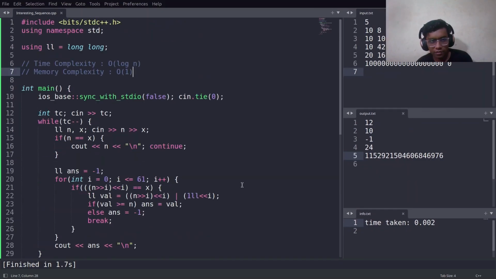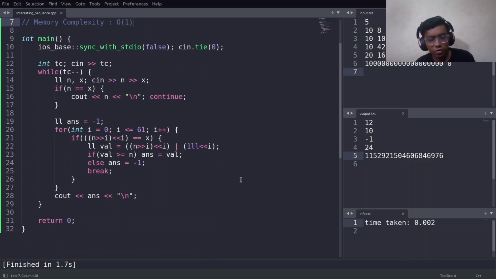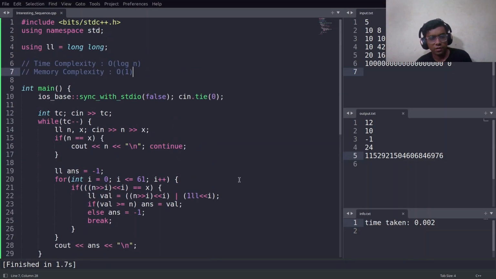And it clears all test cases within 100 milliseconds. So if you had any trouble with this problem, you should definitely practice some bitwise operators, right? Practice some thinking in the logic of bits.